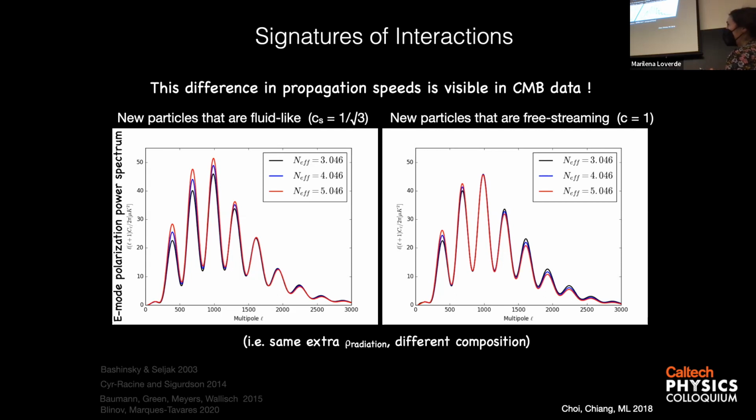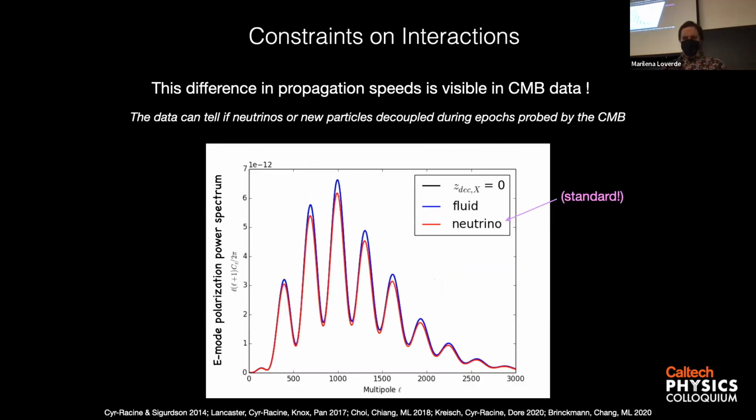The reason that the left plot looks different than the right, so the left and the right plot have the same cosmology, the same amounts of relativistic particles. The red curve over here has the exact same amount of relativistic particles as the red curve over here, but they look different because on this side I've added particles which are fluid-like, and on this side I've added particles which are free streaming, like standard model neutrinos. And so that leads to distinct scale-dependent changes in the power spectra that one could detect. So the key takeaway is that I have the same extra radiation, but I have it composed of different types of particles, and I can see it.